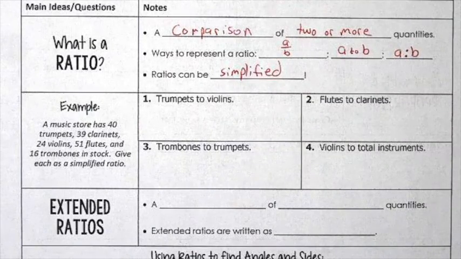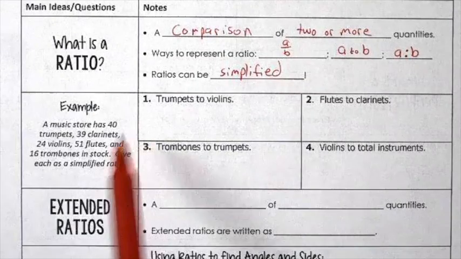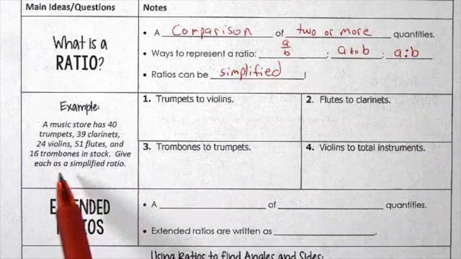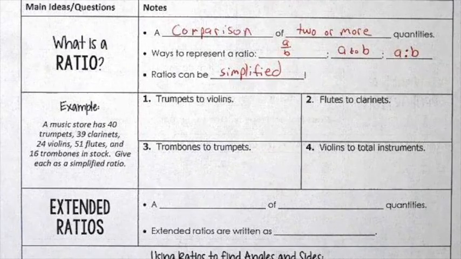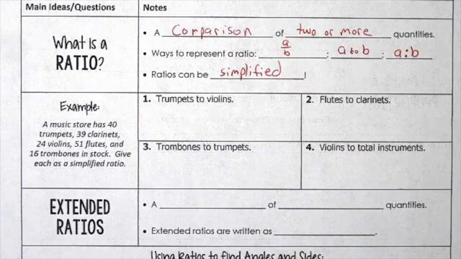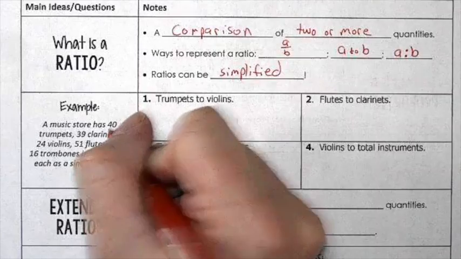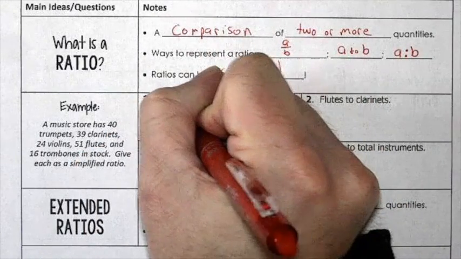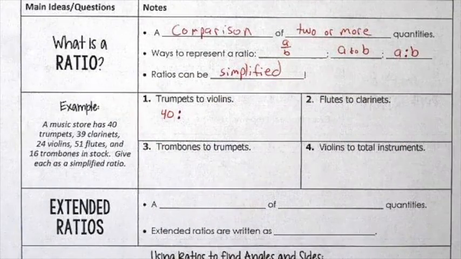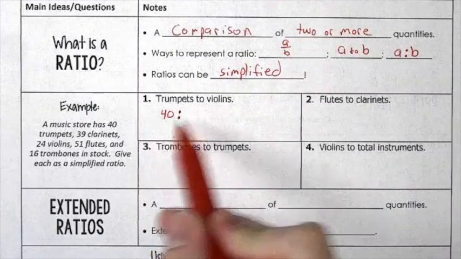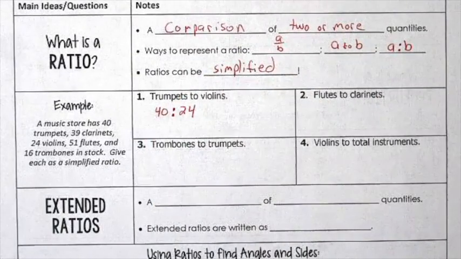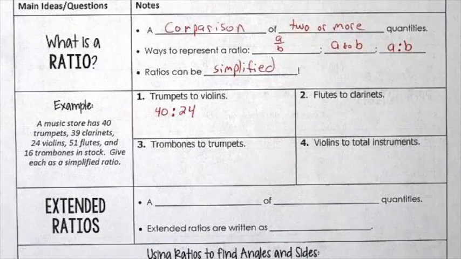So in example 1, it says that a music store has 40 trumpets, 39 clarinets, 24 violins, 51 flutes, and 16 trombones in stock. Give each as a simplified ratio. So in the first example, number 1, they want to know the ratio of trumpets to violins. So there are 40 trumpets. I'm going to draw a colon. You could also make this a fraction if you wanted to, but I like to use the colon when I'm doing ratios. So trumpets, there are 40. How many violins are there? There were 24. So our ratio is 40 trumpets to 24 violins.